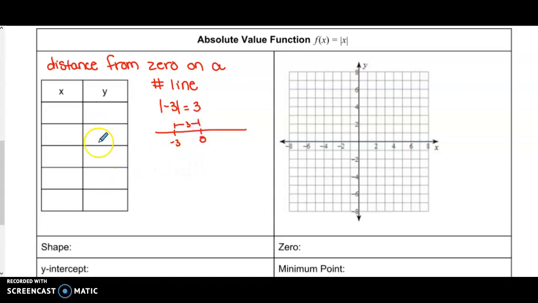All right. So that means if I pick any x values, I'm asking myself, well, how far is negative 2 from 0? It's 2 away. How far is negative 1 from 0? 1 away. Obviously 0 away, 1 away, 2 away. So notice that these y values are always positive because distance is always positive.